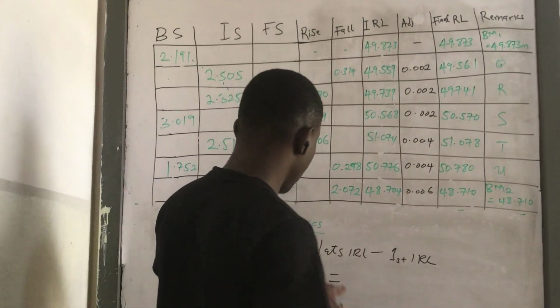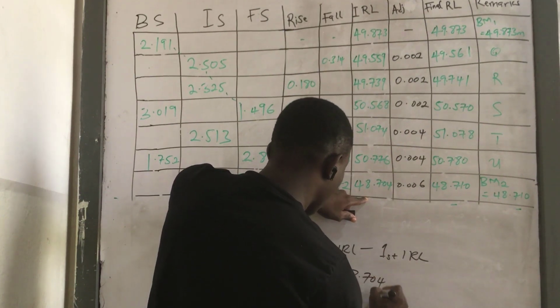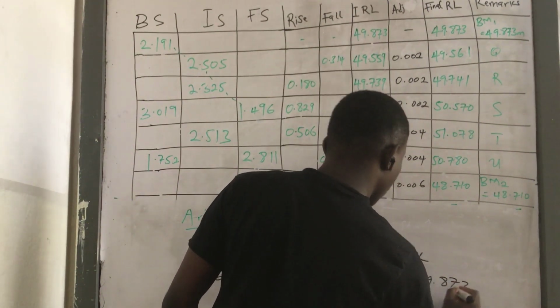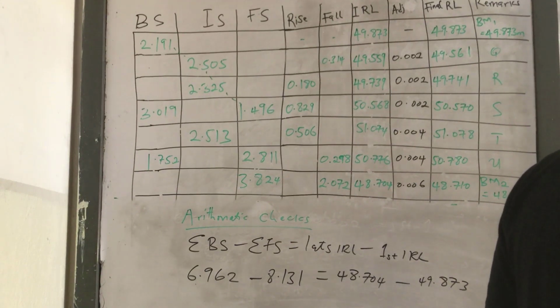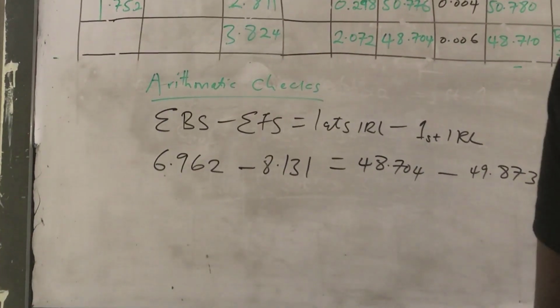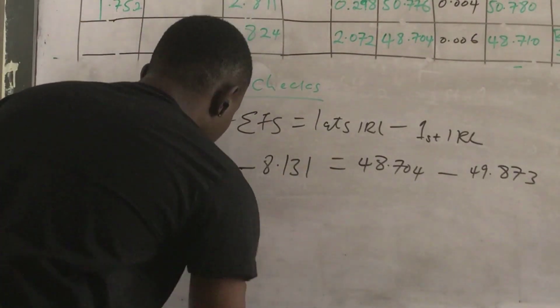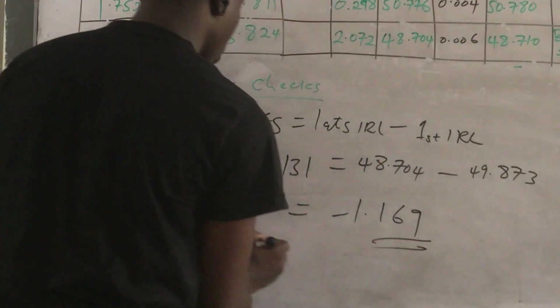and that should be the same as the last RL minus the first RL. Last RL is 48.704 minus the first RL, 49.873. So over here we have minus 1.169, and over here we have also minus 1.169. If you sum them, they should tally.